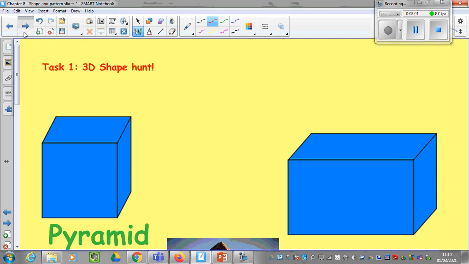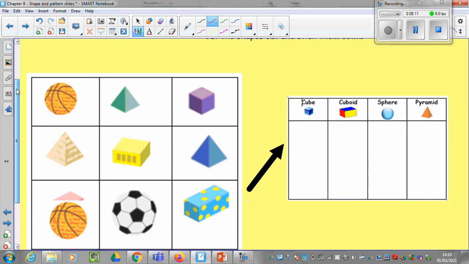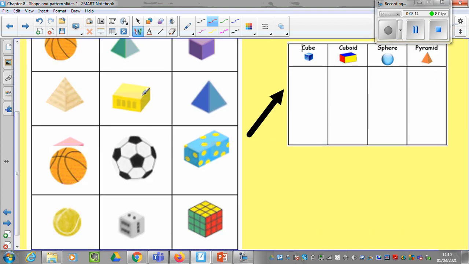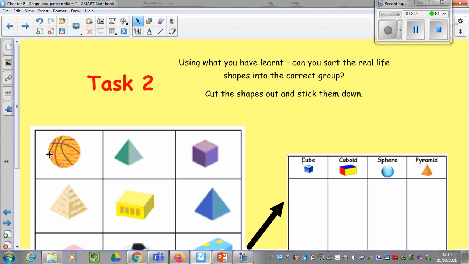You've done your 3D hunt, and then this is your second task. What I want you to do is to use what you have learned and sort the real life shapes into the correct groups. So you've got this worksheet over here. I want you to cut out the shapes and stick them onto this worksheet over here to prove that you know which shape they are, okay? So for instance, I'm going to look at this picture of the ball, and I know that this ball here is a sphere. So I'm going to cut that out and stick it into my sphere column over here. Okay, they should all fit if you cut directly around the actual shape.